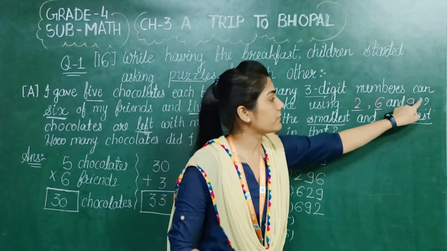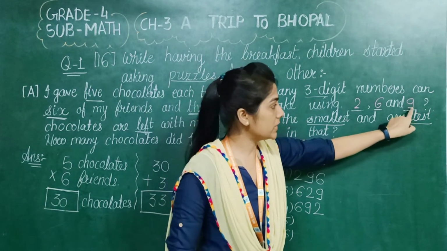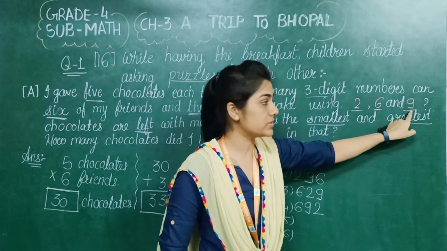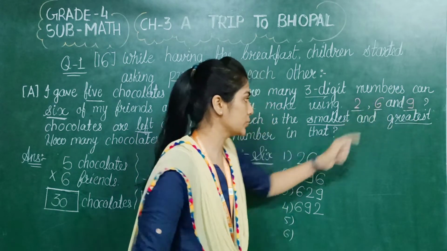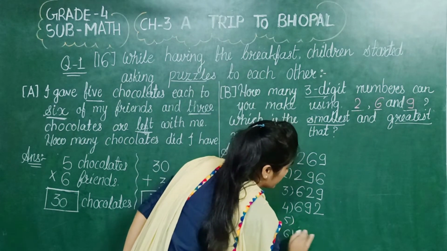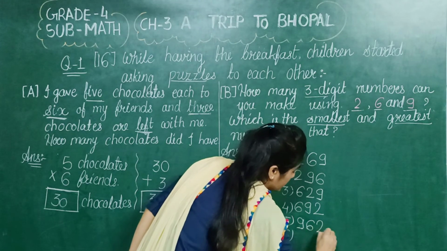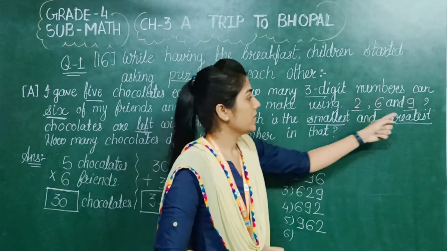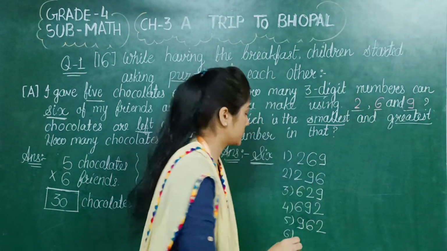Now it's the turn of 9. By using this 9, we can make another two numbers: 962 and another one, 926.